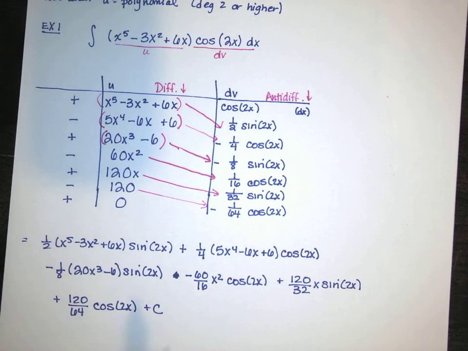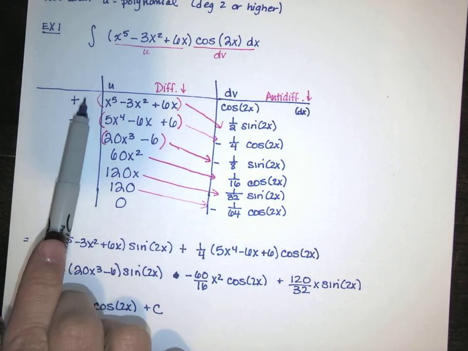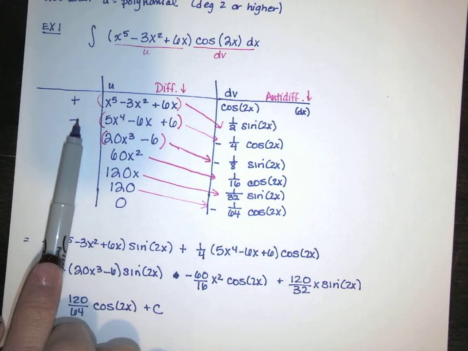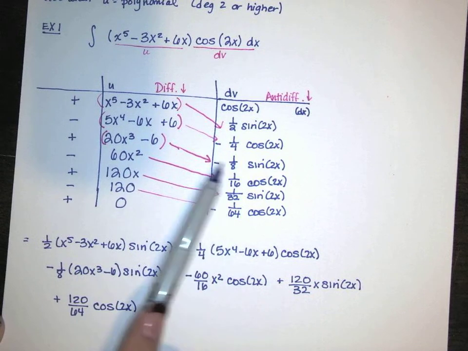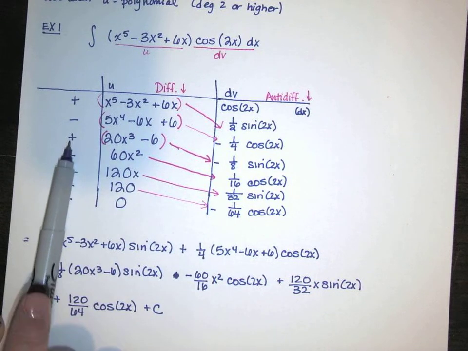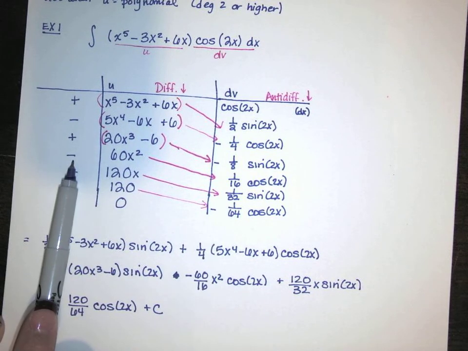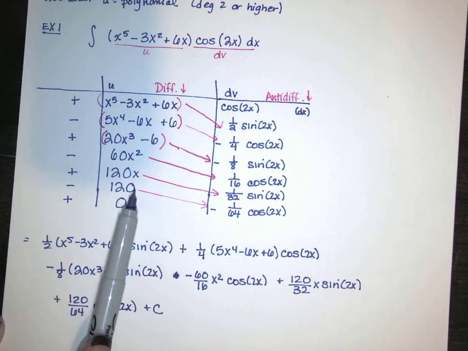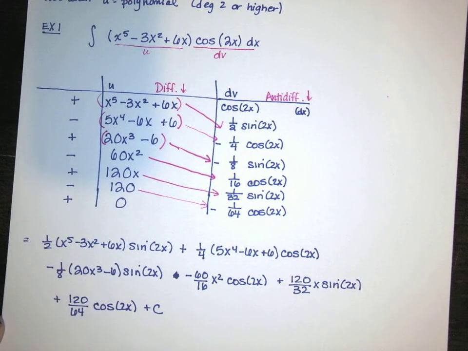So maybe I should say it differently. Multiply, keep the sign, then add. Multiply, change the sign, then add. Multiply, keep the sign, and then add. Multiply, change the sign, and then add.